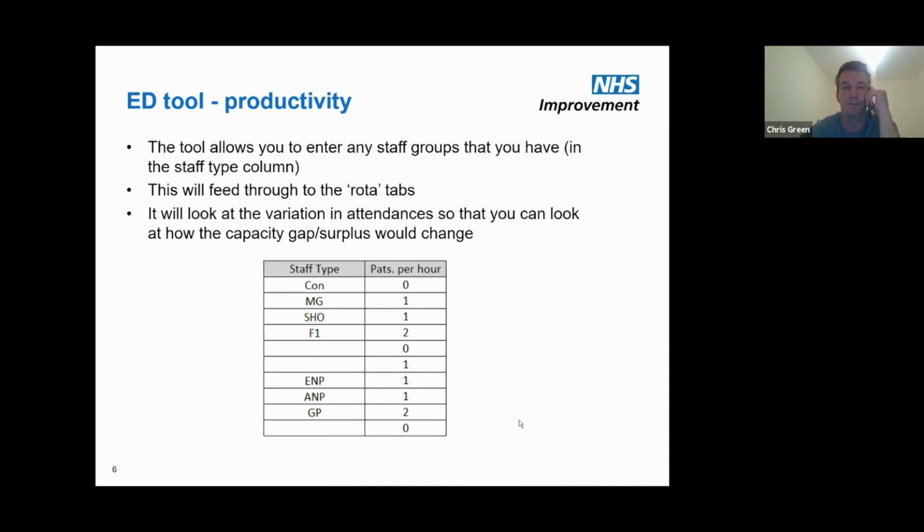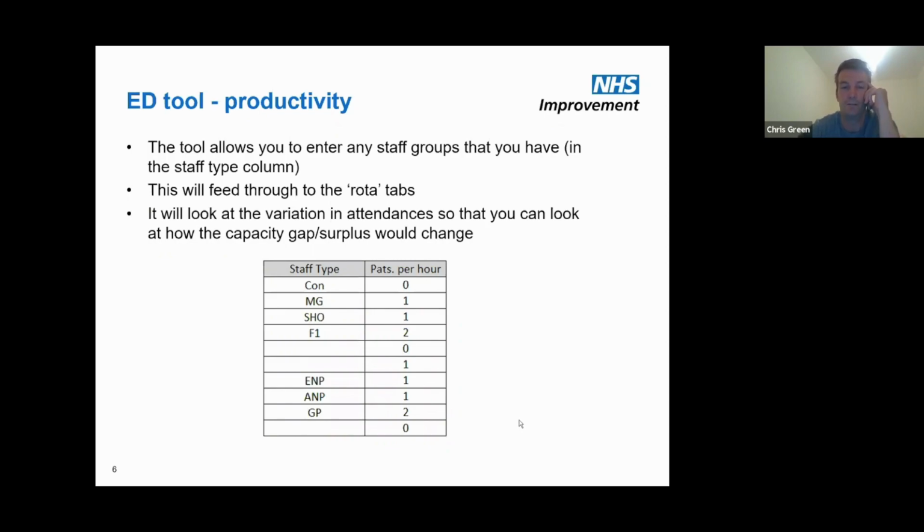Now, some will consider this to be the most contentious aspect of this. What the model allows you to do is enter any staff type that you might have. As I said earlier, you might have consultants, middle grades, SHOs, but you might also have juniors, different tiers of doctors, or nurses. One thing to stress around this model is that it is designed for senior clinical decision makers.